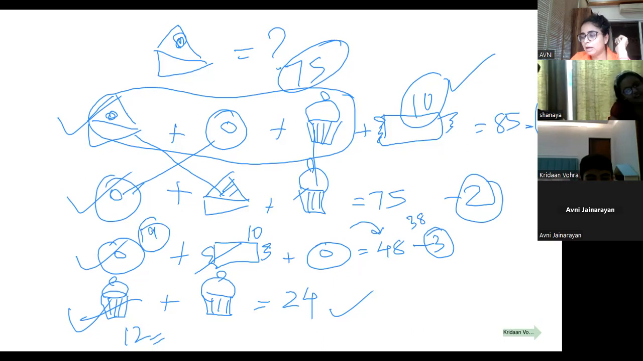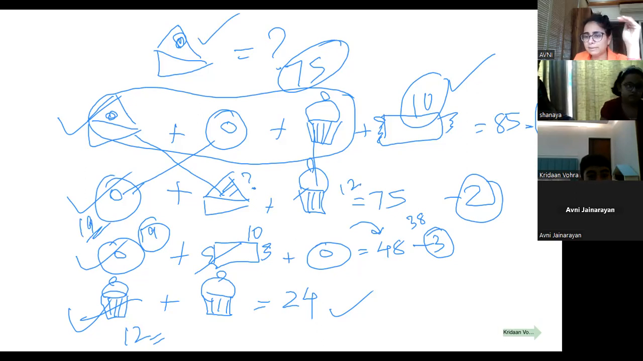So Kridan, which equation will you use to find the value of the cake? The second one. Yes, second one. Good. So what was the value of the donut? 19. The value of the cake we don't know. The value of the cupcake you told me is 12. Okay? So now can you tell me the value? Everybody do the math. It is very simple.